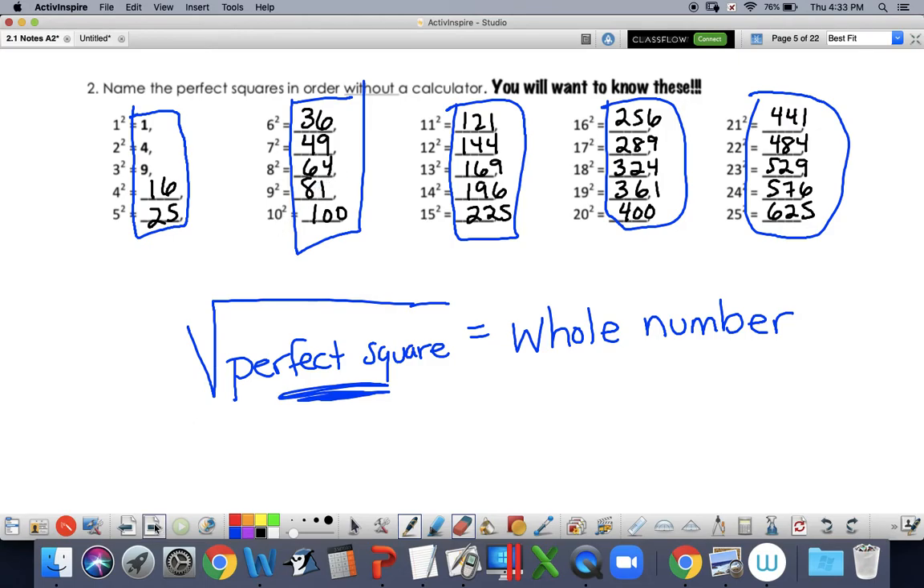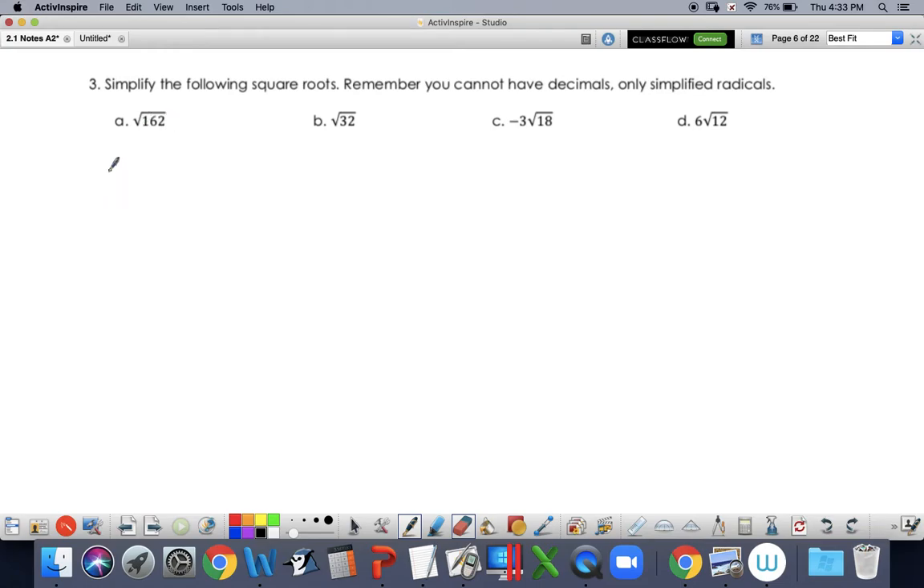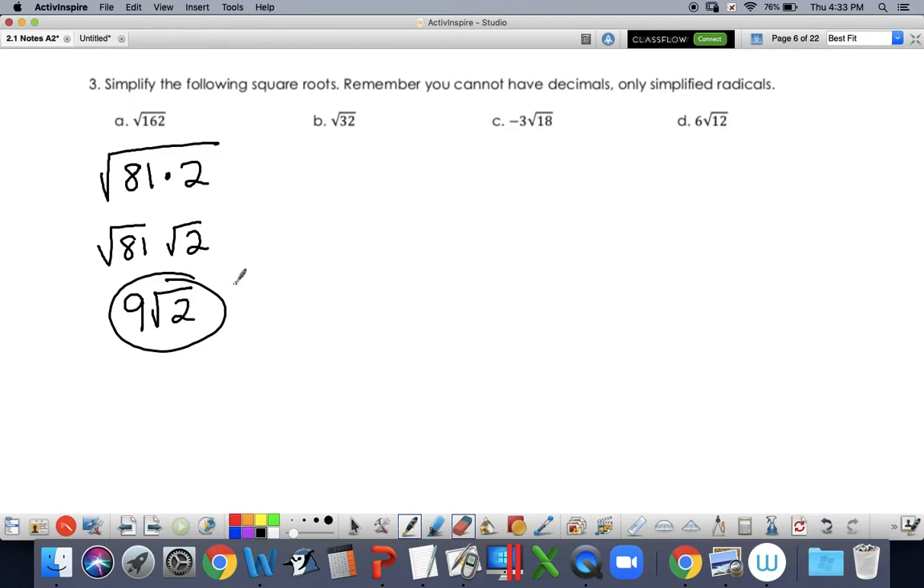It is 81. So I rewrite 162. Notice how I'm keeping the square root symbol with me. I rewrite it as 81 times 2. Now I haven't changed the problem at all. All I did is I rewrote 162 as 81 times 2. Because of the rules of square roots and multiplication, I can break this out as two separate square roots. So I have the square root of 81 times the square root of 2. We know the square root of 81 is 9, so the answer to this question is 9 square root of 2.